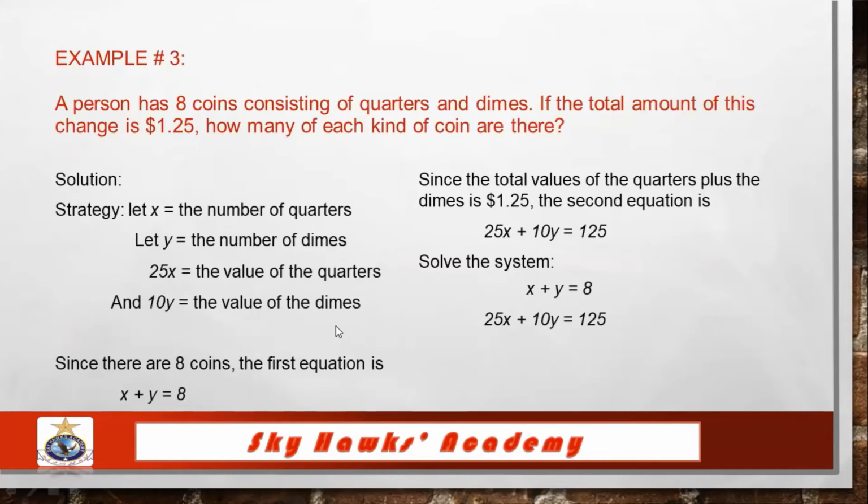The third one. Please read this one. A person has 8 coins consisting of quarters and dimes. If the total amount of change is $1.25, how many of each coin are there?